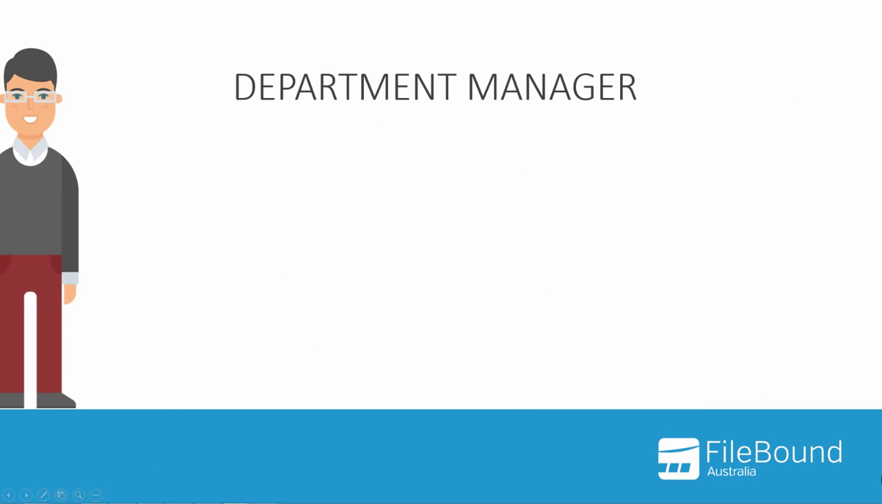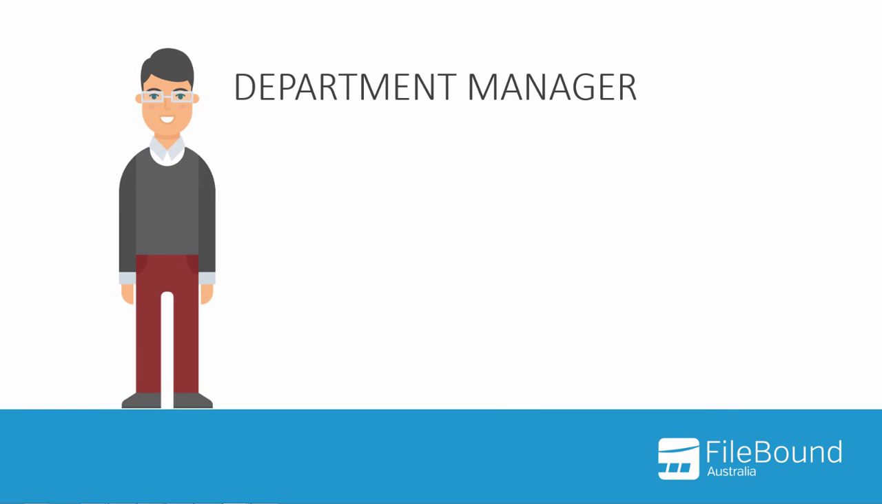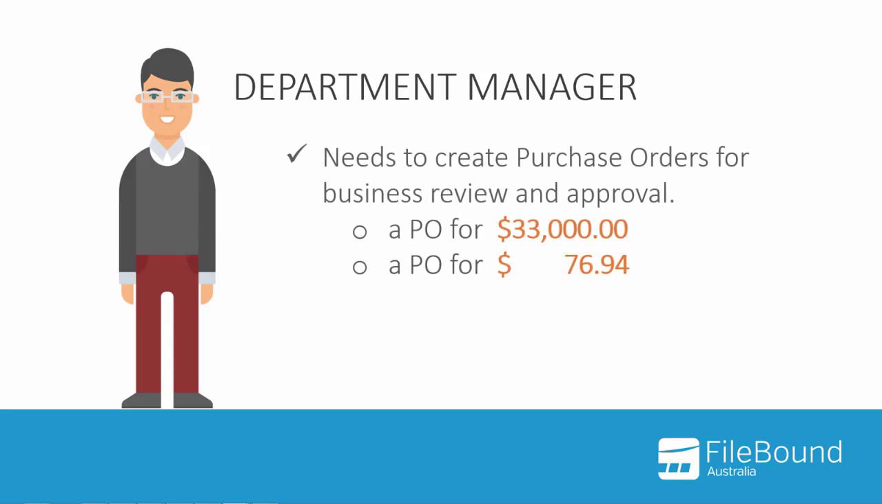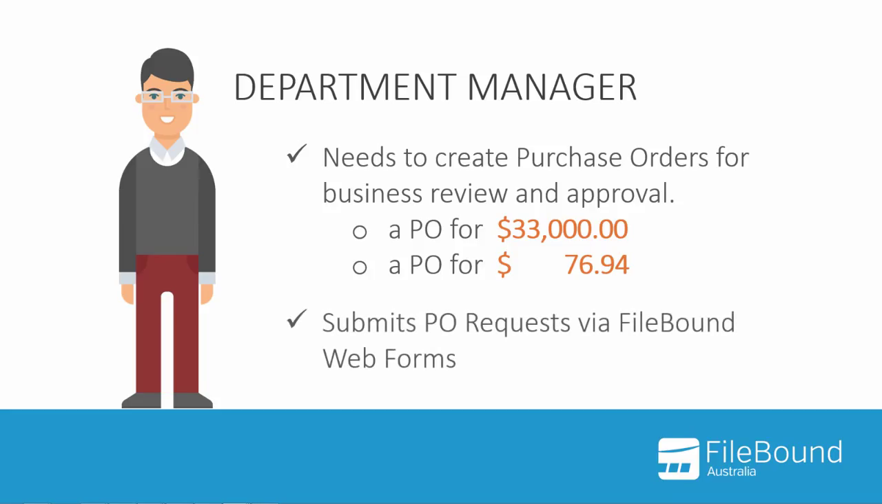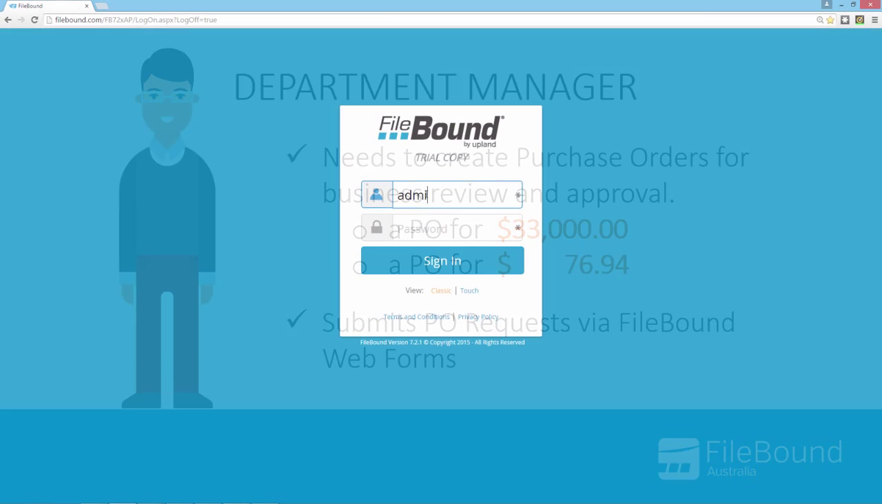So our process starts with the IT manager. He's going to need to create a couple of purchase orders, one for $33,000 and one for $76.94. And seeing he's using the FileBound platform, he'll submit his purchase order requests via FileBound web forms.